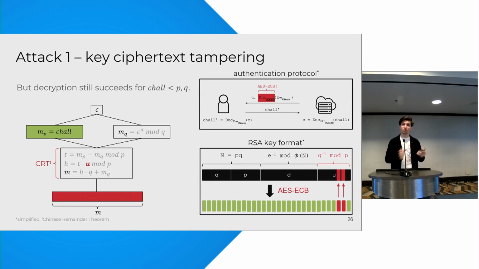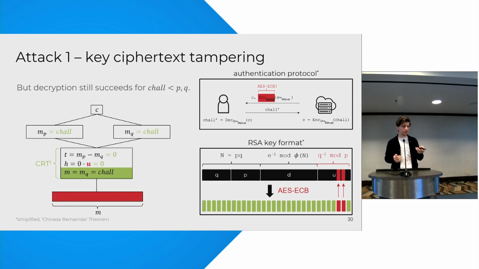a challenge that is smaller than both primes P and Q, then actually the decryption modulo P and modulo Q still succeeds because this value is so small. And this results in the T value in the CRT computation to be 0, which masks away the garbled U value from the RSA-CRT key ciphertext. So that means the decryption is still successful despite that the adversary has tampered with the RSA-CRT key ciphertext.